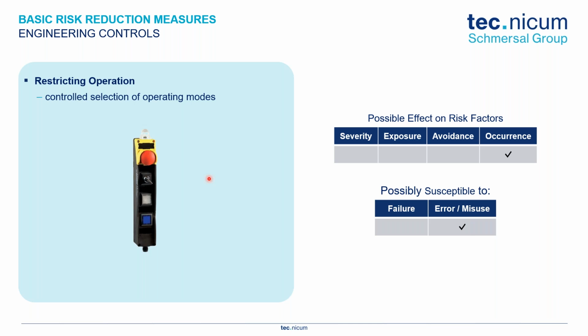For this one, for restricted operations, control selection of the operating modes, we are relying on, yes, a key. It's a safety function, right? So maybe some errors and misuse, and if we treat it as a safety function, the severity is still there. Exposure and avoidance, we're really not changing because we're relying on this key function, but we can possibly reduce the occurring events.